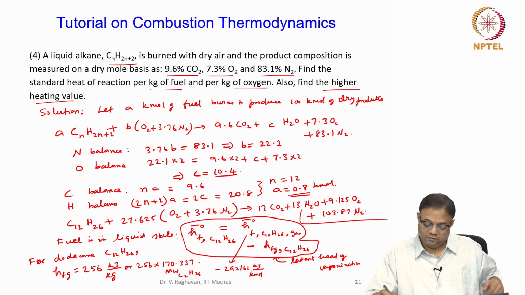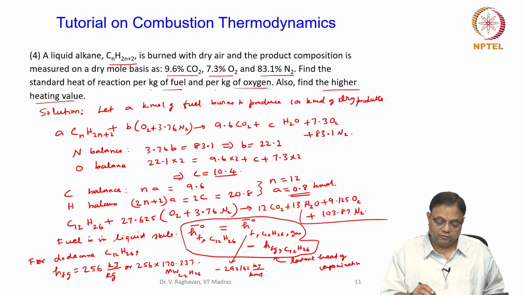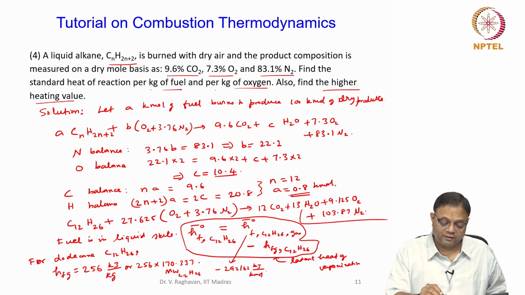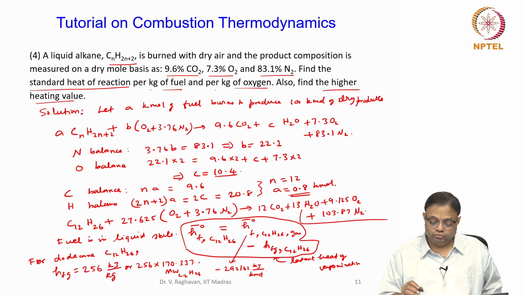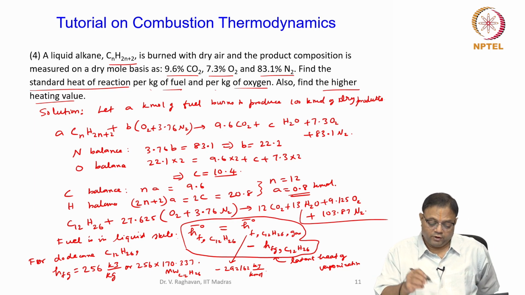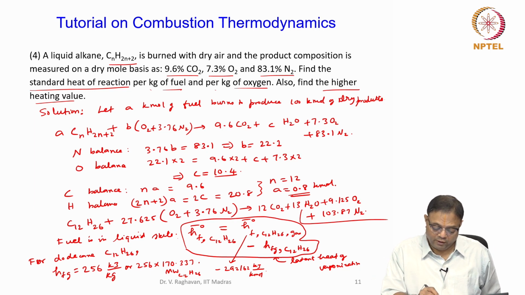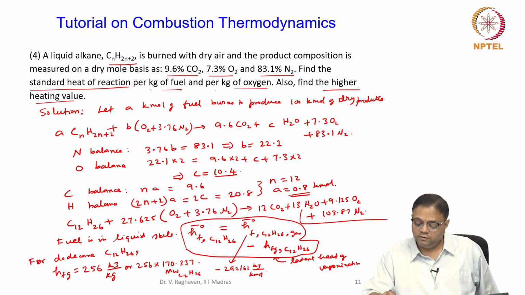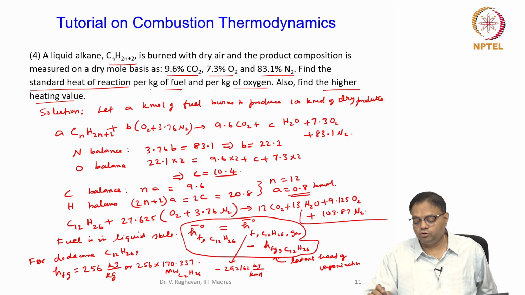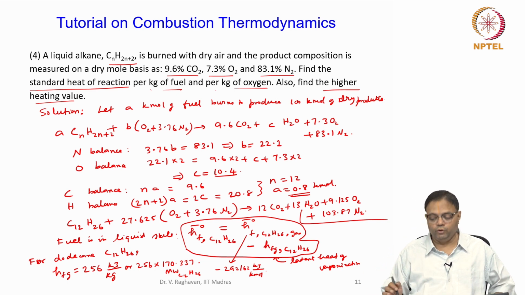For the other species, this is actually the standard heat of reaction that is asked. So you can see that from the reactant side only the enthalpy of formation of dodecane is required. On the product side, the enthalpy of formation of CO2 and H2O are required. O2 and N2 will have 0 values.